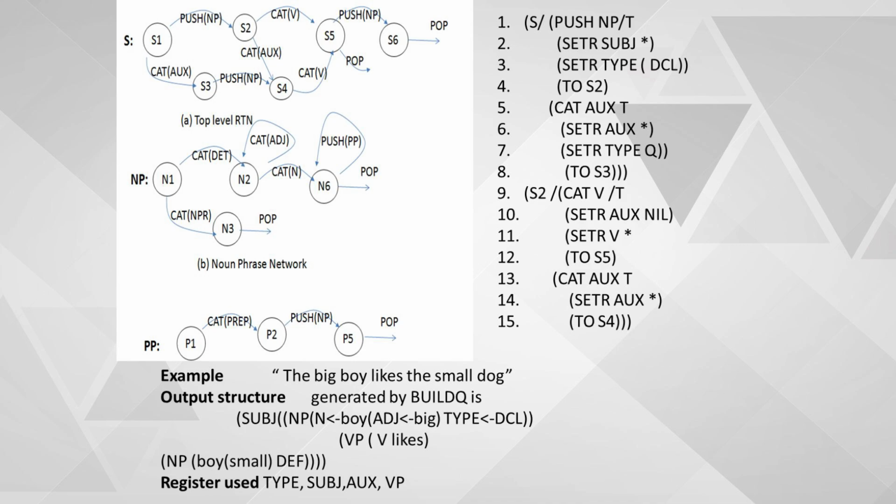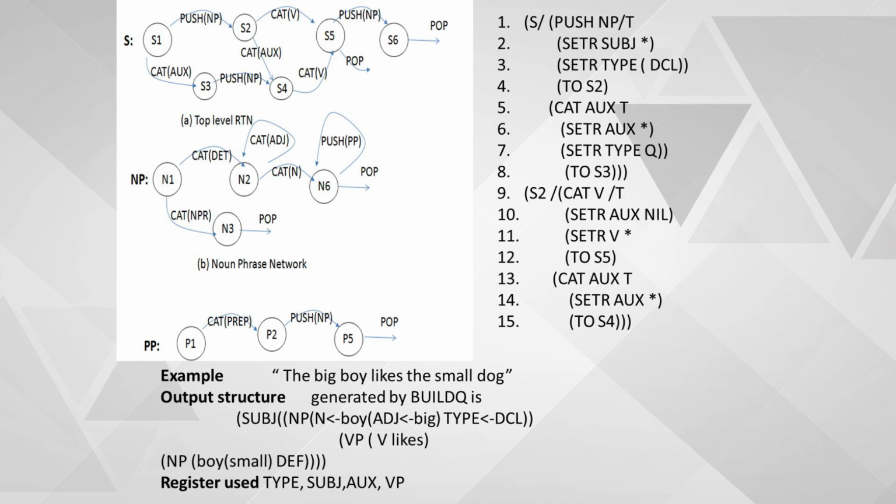From S1, again if the category verb is true, then the auxiliary register is set to nil, but the verb register will be set to the input value. So, these actions are defined on the right side using the ATN specification language. What we see in the slide here, the left side is the entire ATN, and the right side is the language which is being used to take the input and set the different registers.